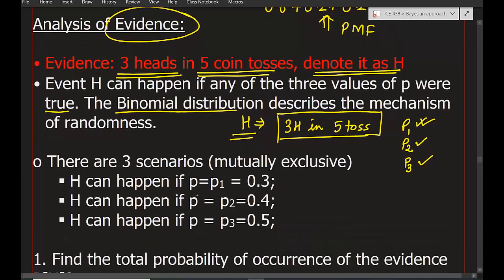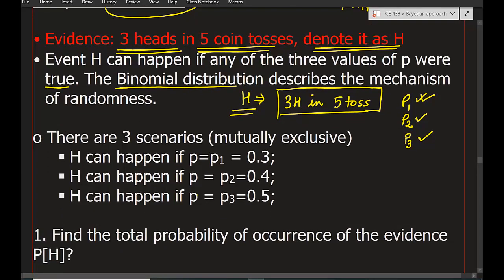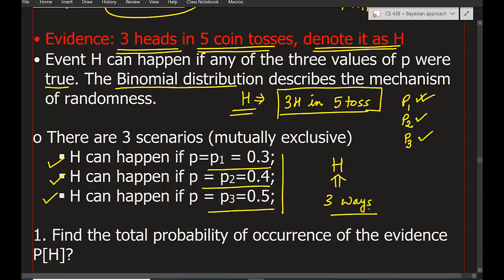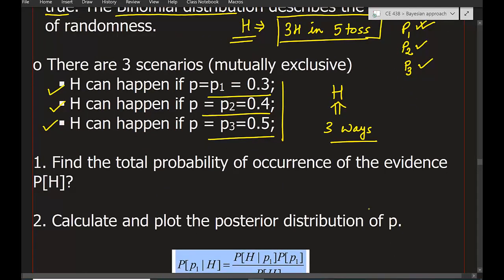So basically we can define 3 scenarios: H can happen if P equals P1, that is 0.3; H can happen when P equals P2; and H can happen when P equals P3. So my event H can happen in 3 ways, and these 3 ways are mutually exclusive. Now the question is, find the total probability of occurrence of the event H. So we have to find P(H).